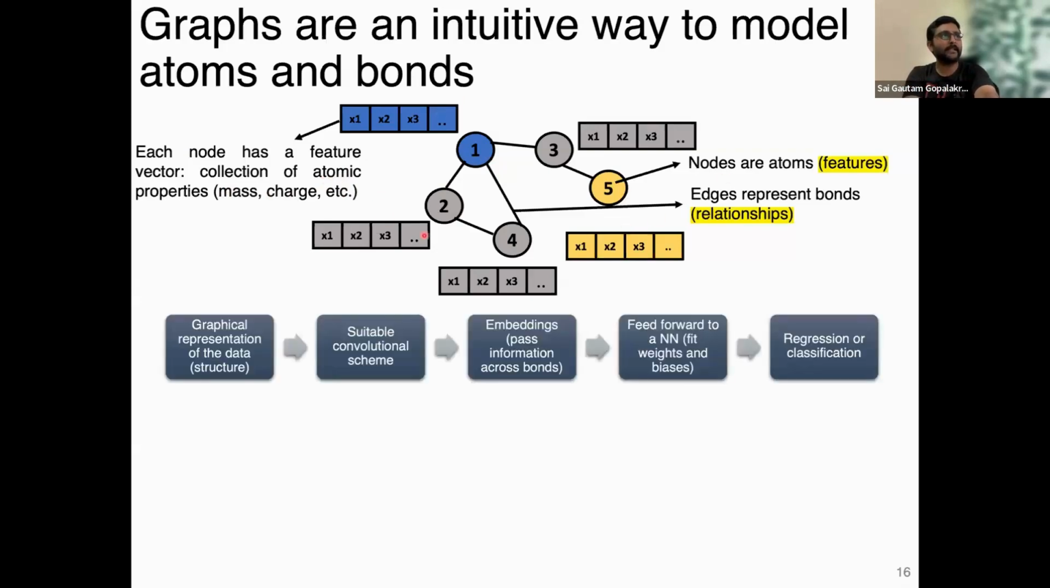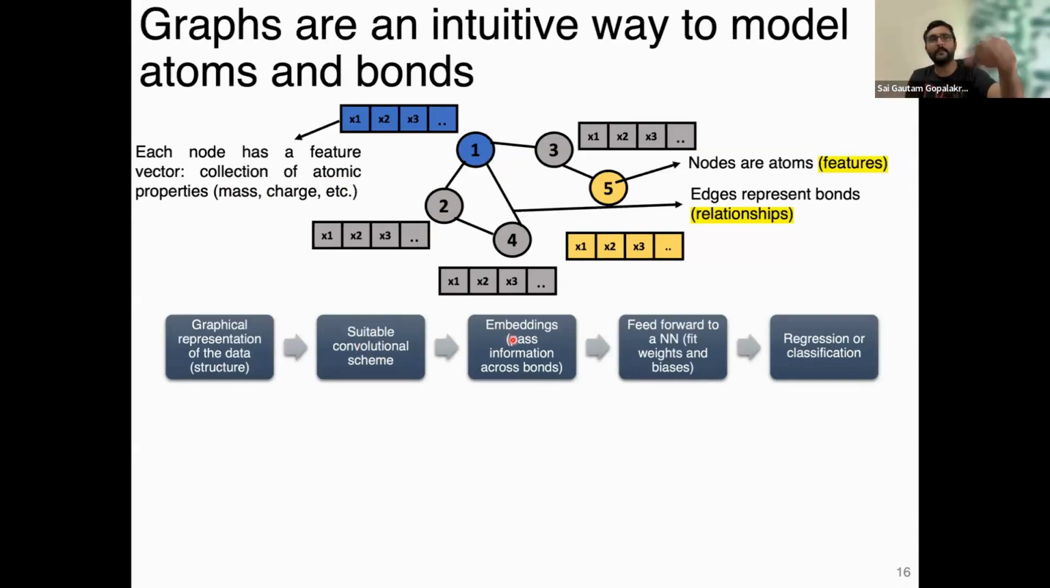So you now take these graphs. You have a graphical representation of your data, which is your structure. You put it through a suitable convolutional scheme. Convolutions help you understand your neighboring environments better. We won't worry about the details of the convolutional scheme, out of which you get what are referred to as embeddings. Embeddings are basically vectorial representations of your structure.